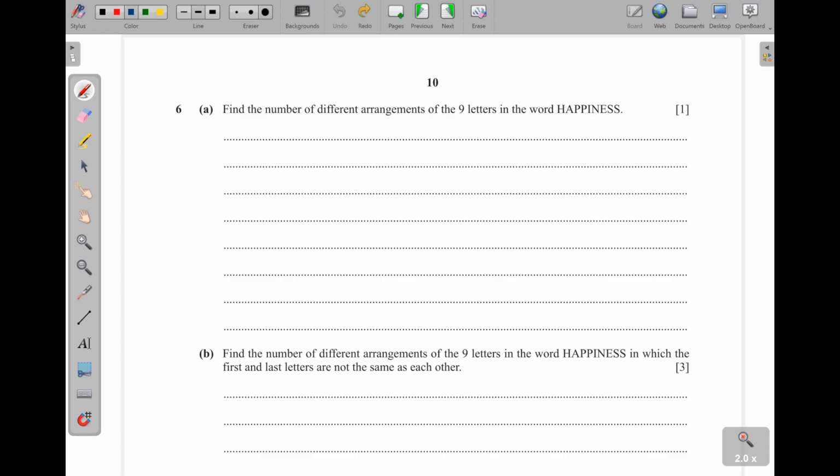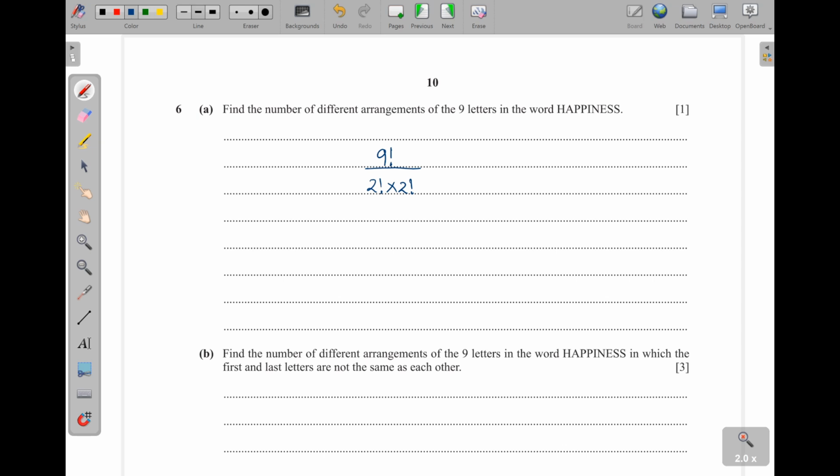So first of all, they are 9. So I'll have 9 factorial, but then I have repeating letters. I have 2 P's here, so I'll put 2 factorial here, okay? And then I also have 2 repeating S's, so that one will also be 2 factorial.